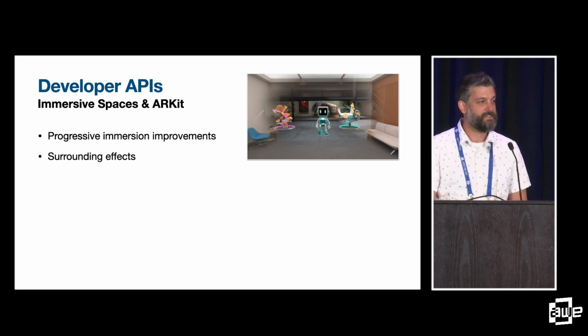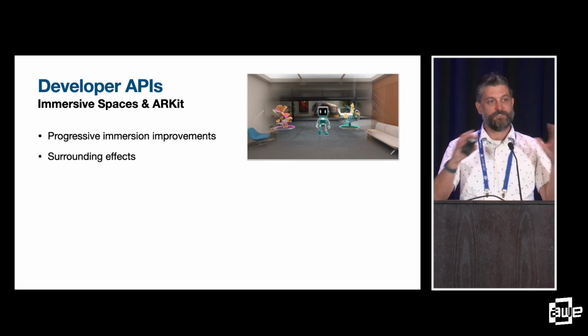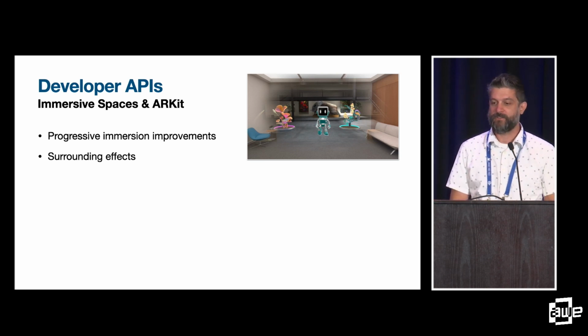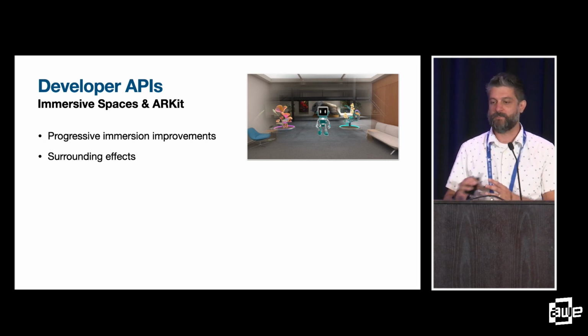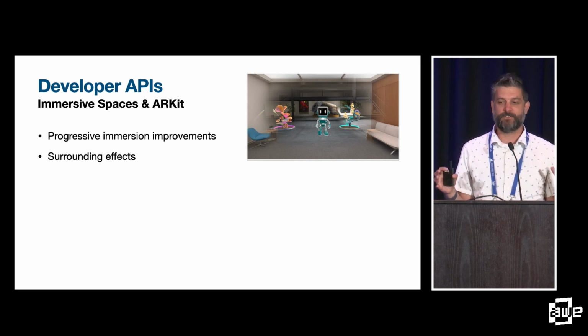With surrounding effects, you can tint the pass-through video or dim the pass-through video around you just to focus on some content in your scene. In Apple's example here, as the robot walks over to the different plants, it tints the pass-through to the color of that plant.